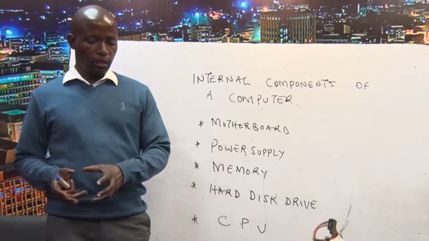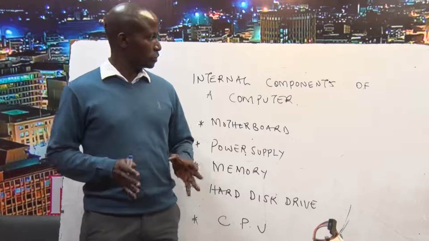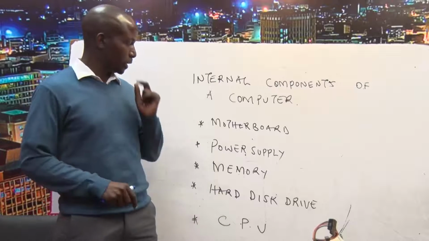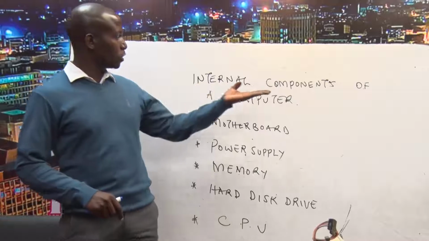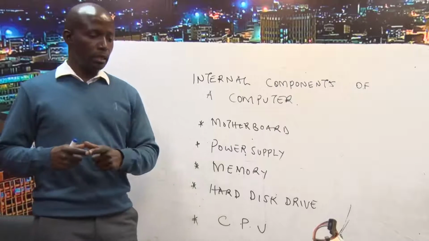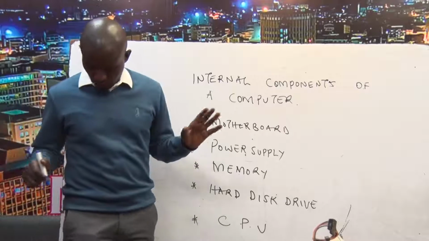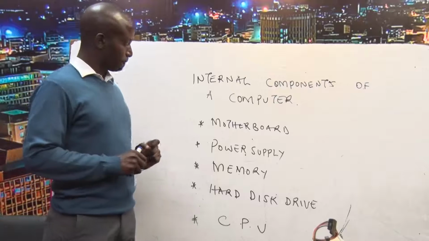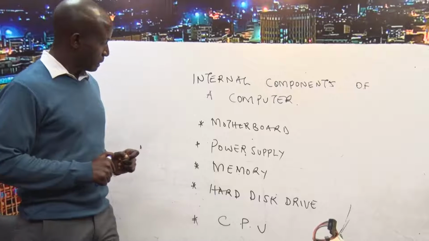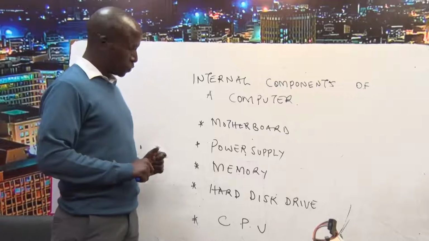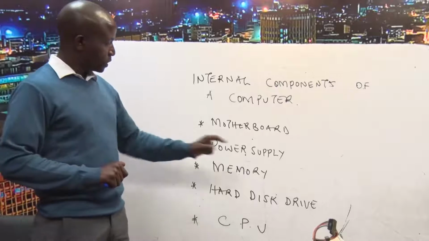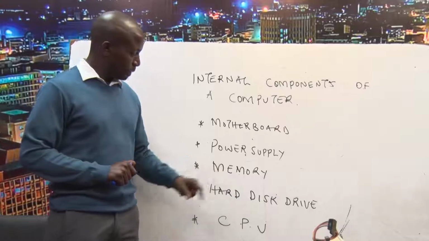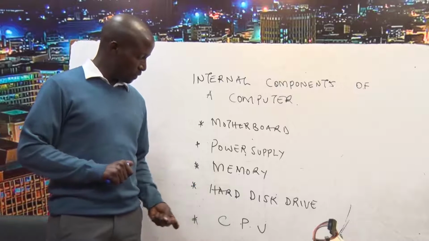All these I've actually put in the notes, but I thought it wise that this lesson be important for us, just to demonstrate some of these components. So the internal components of a computer, and here we are referring to the main components that are internal. We have got the motherboard. Yes, we have got the system unit here, and I'm going to show you that motherboard. We have got the power supply. We have the memory. We have the hard disk drive. We have the CPU.